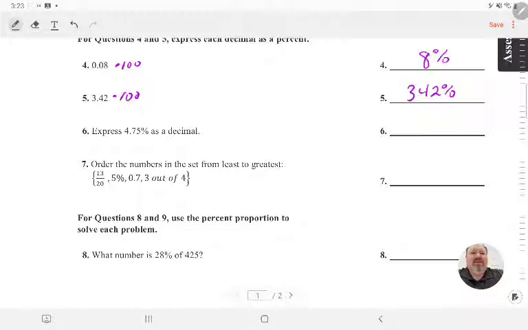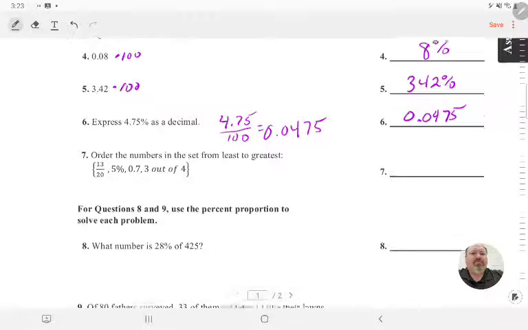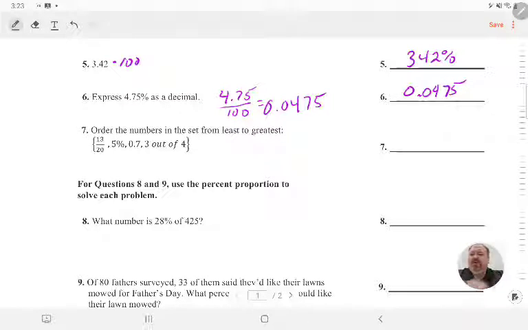All right, express 4.75% as a decimal. All I have to do is take the 4.75%, take the percent sign away, divide it by 100, and that's going to give me 0.0475. Put them in order.